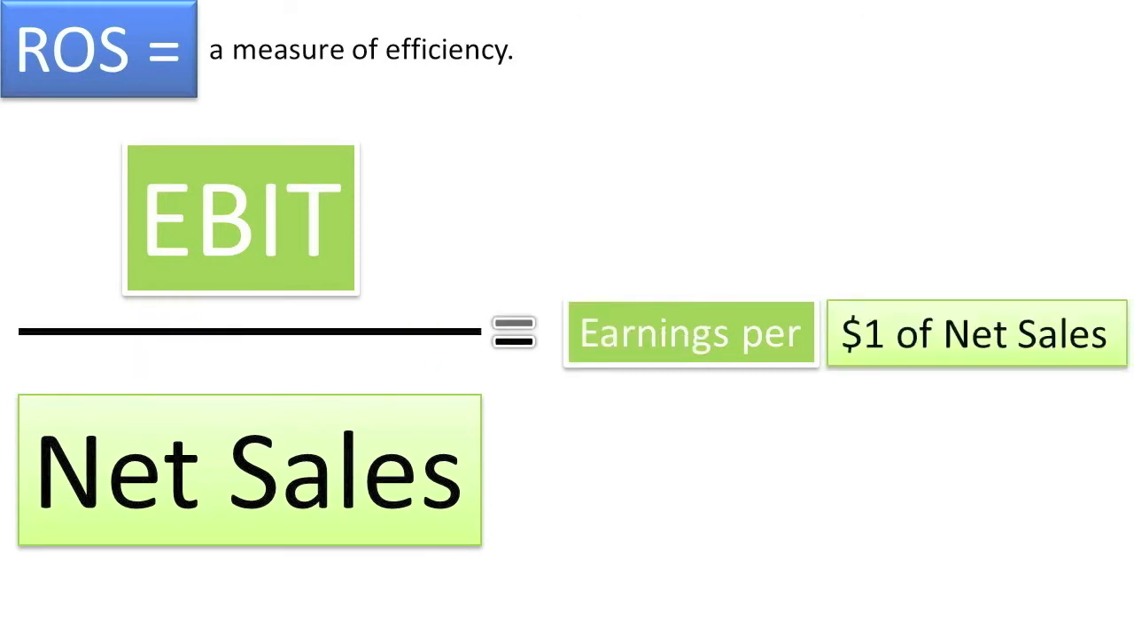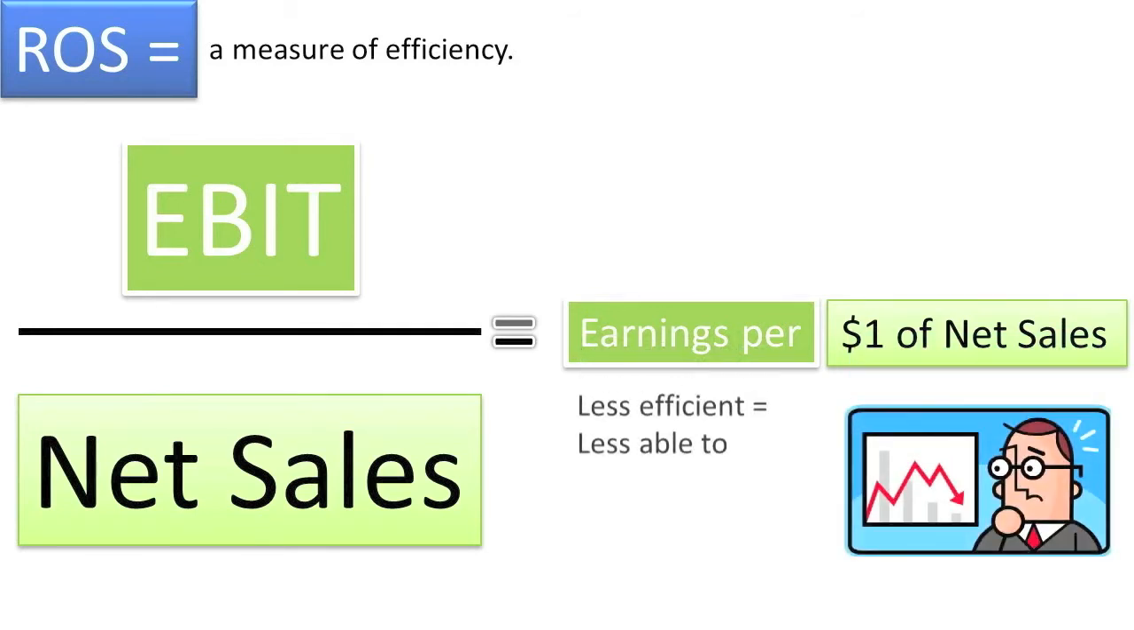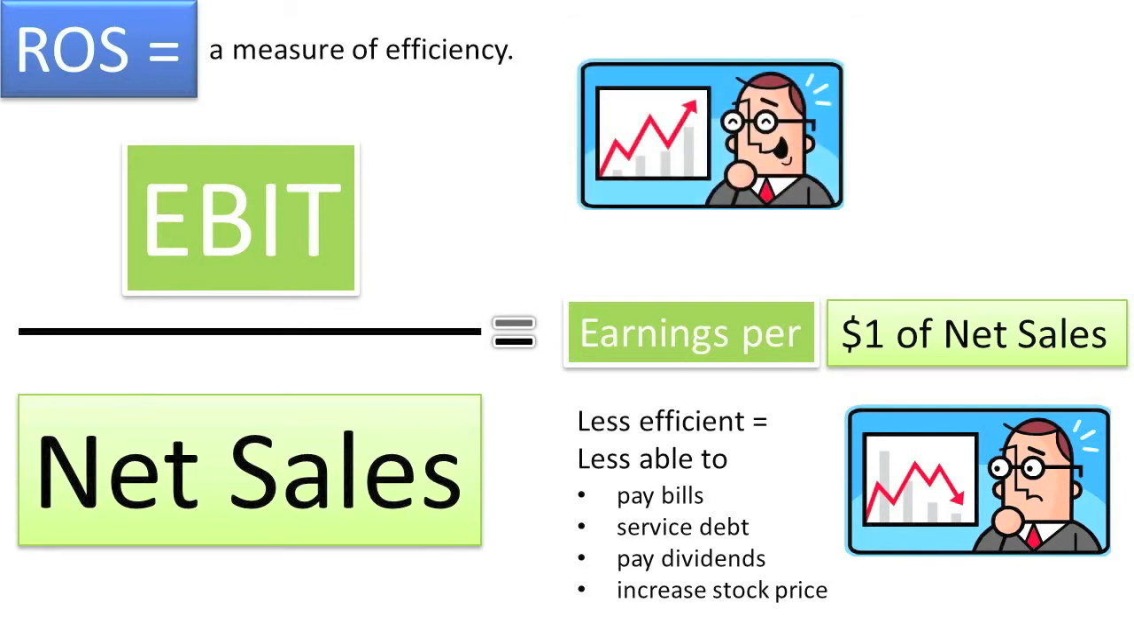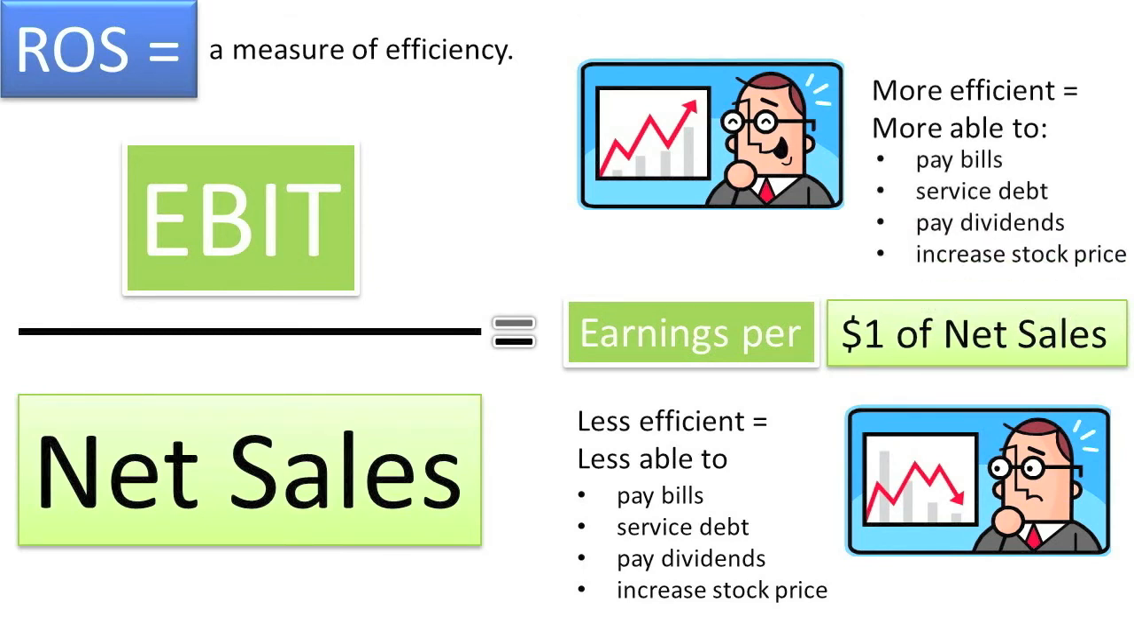Therefore, if the return on sales ratio declines, the company is becoming less efficient and less able to pay bills, service debt, pay dividends, and increase shareholder value. If the ROS increases, it is becoming more efficient and is more able to pay its bills, service debt, pay dividends, and increase shareholder value.